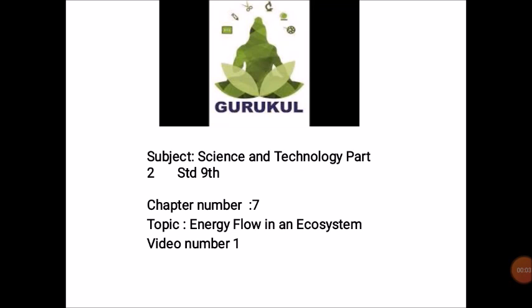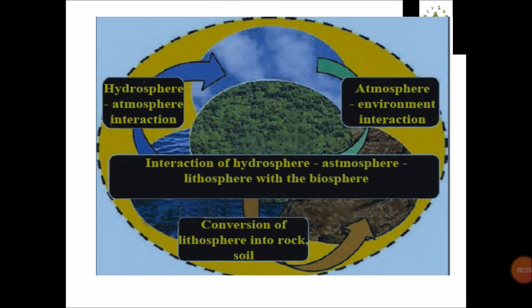Welcome students to today's session. Yesterday we started with Chapter 7, energy flow in an ecosystem. In this chapter we studied the concepts of the ecosystem, food chain, food web and the food pyramid. Now, students, we are going to study a different aspect of the same thing: the various cycles, that is, the biogeochemical cycles. Here in this diagram, just for your understanding, see this is a picture of the earth.